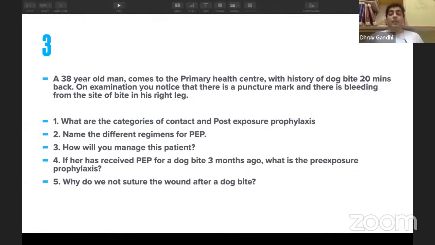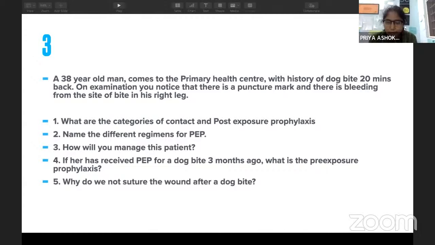Okay, there are three categories according to WHO. The first one is where there is no puncture of the skin. In the second one, there are abrasions. And in the third one, there's a bite, and in the third one there is blood which comes out. The first one is usually like a lick. Right, you're fine. You can go to the next one.